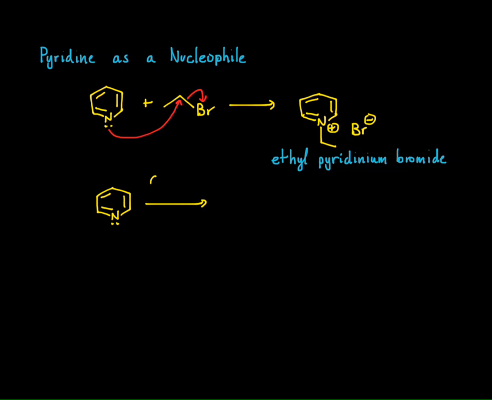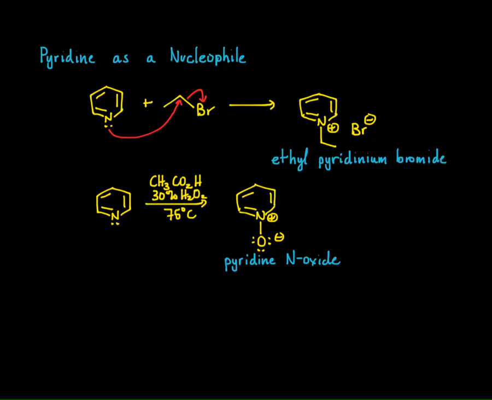We also see that we can oxidize the nitrogen on the pyridine ring. So if I take pyridine and react it with hydrogen peroxide in acetic acid at 75 degrees Celsius, I get this, right? So it's a type of substitution reaction where oxygen is substituted onto the nitrogen, and these are called pyridine N-oxides.